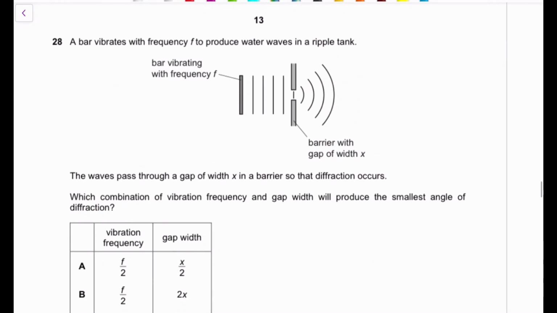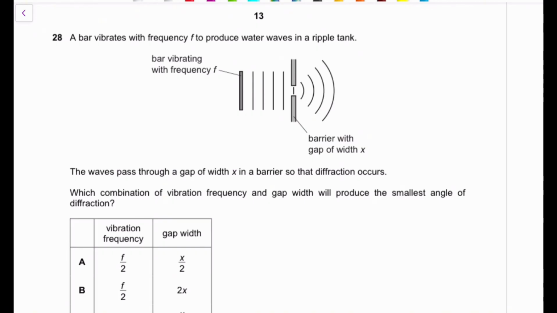Moving to question 28. A bar vibrates with a frequency F and it produces water waves in a ripple tank, right? So basically this is the wavelength of the water wave. And this is the value of the gap, right? So a gap of width X, okay?